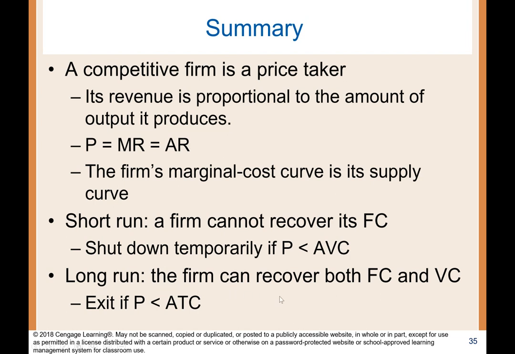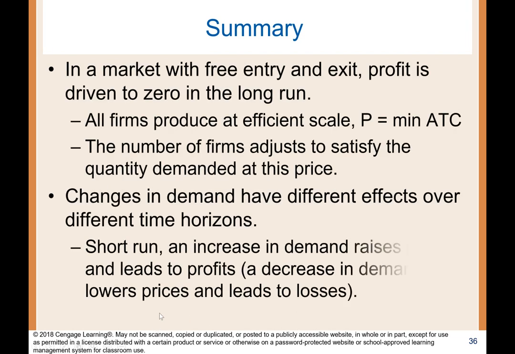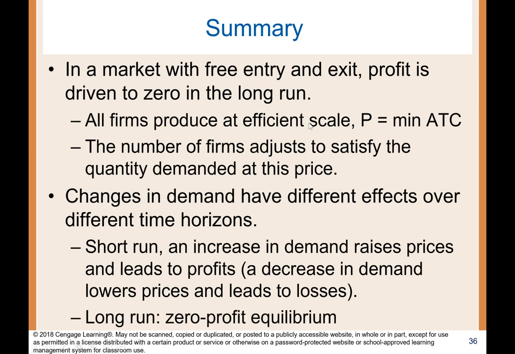Long run, the farm can recover both fixed costs and variable costs. Exit the market if price is below average total cost. In a market with free entry and exit, profit is driven to zero in the long run. All farms produce at efficient scale. That is where price equals minimum average total cost. The number of farms adjusts to satisfy the quantity demanded at this price.